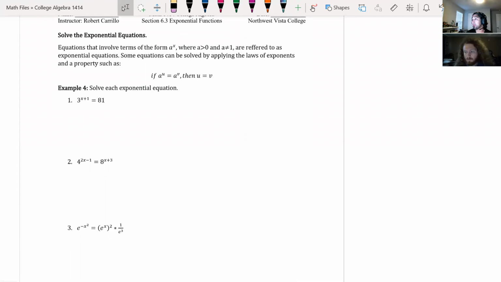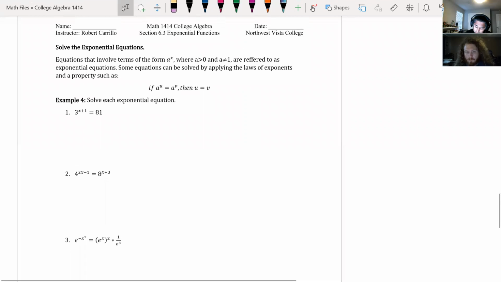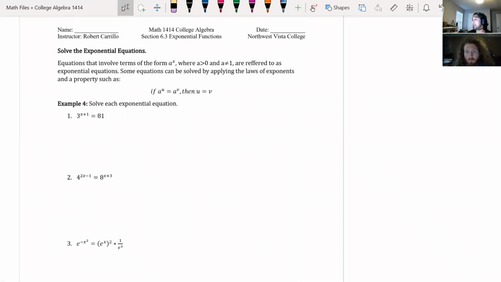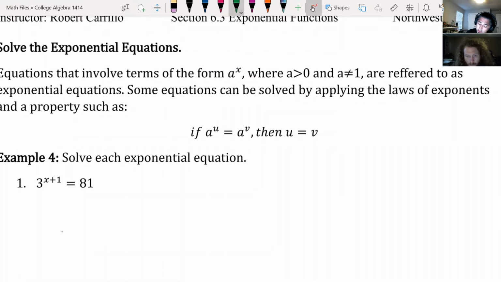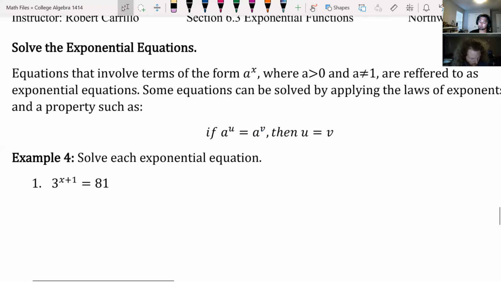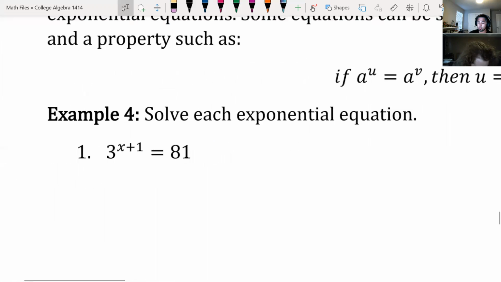Okay. So on this page, we are going to solve exponential equations by using the exponential equality property. What this property says is that if a to the u is equal to a to the v, so if the bases are the same, then you'll set u equal to v and solve for x or y or z or whatever variable they are giving us. But the bases have to be the same on both sides. So let's go ahead and check out number 1.